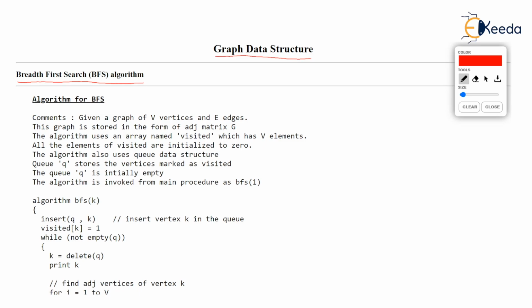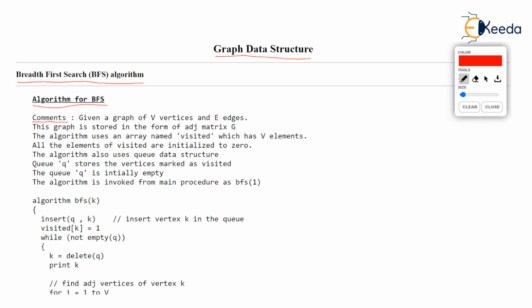Whenever we write any algorithm, it's a good practice to write comments. In the comments, we write what is given to us and what we are supposed to find. And are we going to use any additional data structures, any variables? All these things are written descriptively in the comments. So what are we given?